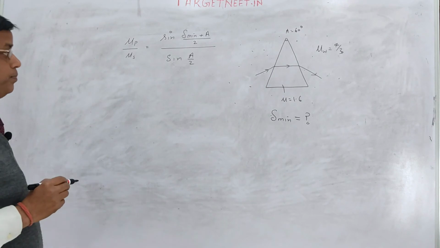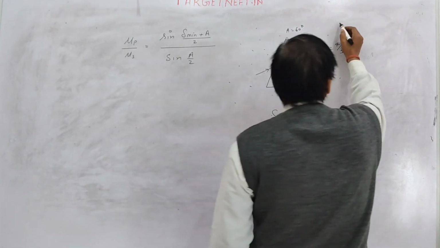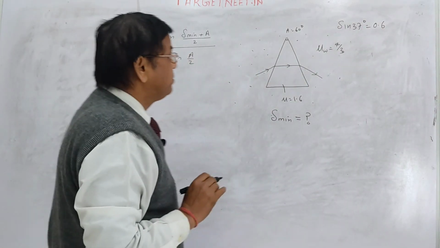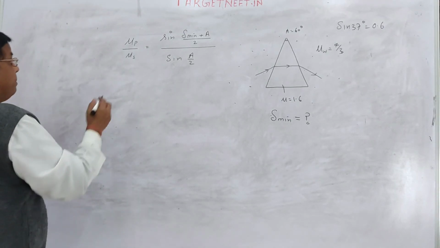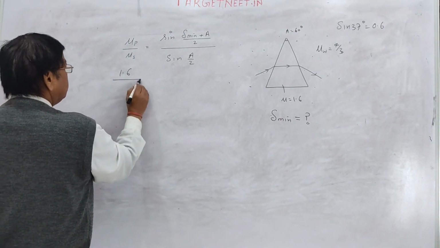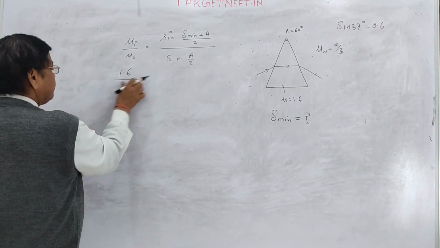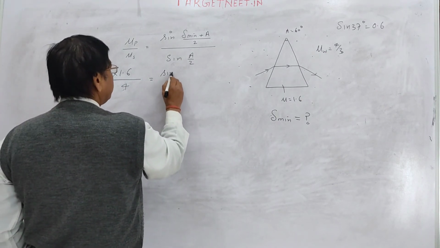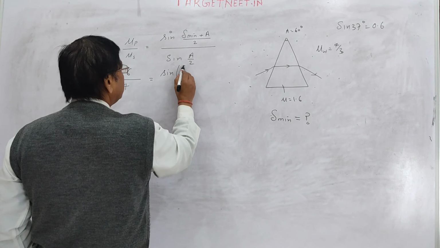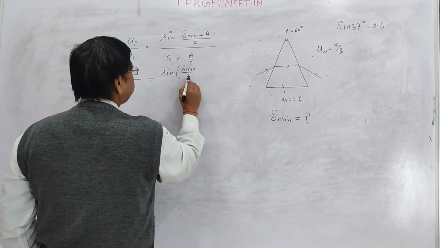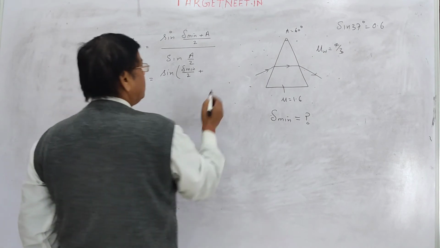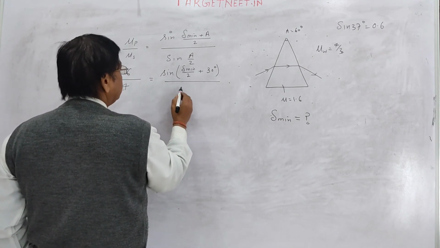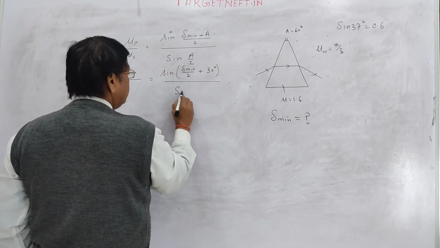That is given, that you know. One more thing is given. Sine 37 degree is 0.6, that is also given. So use this formula. It is 1.6 divided by 4/3 is equal to sine of minimum deviation by 2 plus A by 2, A is 60, so 60 by 2, 30 degree, divided by sine A by 2, sine 30 degree.